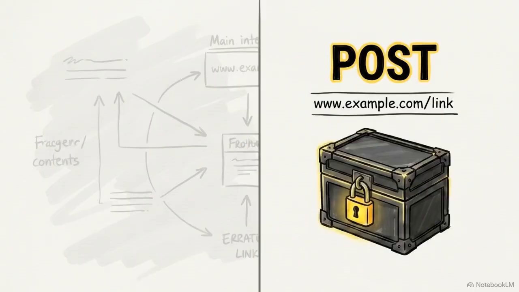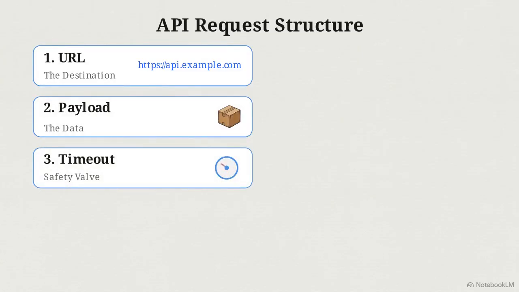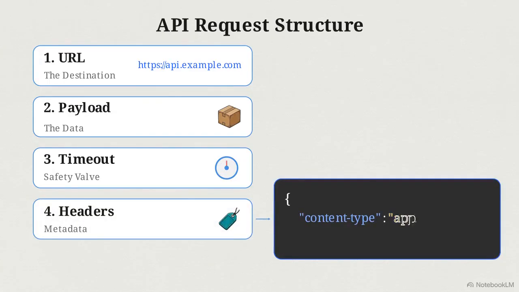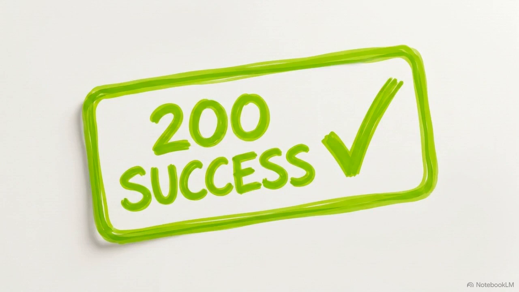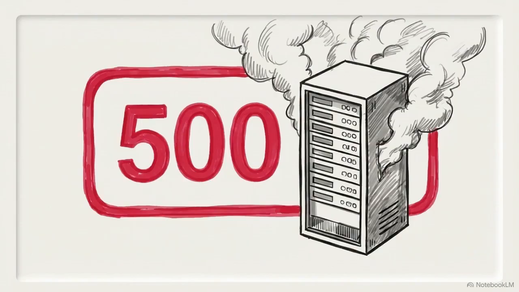This split-screen comparison reveals the mechanical difference. On the left, the GET request exposes its data openly in the URL. On the right, the POST request encapsulates your sensitive information inside a hidden JSON payload. A robust API call requires 4 specific structural components. You need the exact URL, the data payload, a timeout limit to prevent indefinite freezing, and the headers. Headers contain metadata, including the content type, which explicitly tells the receiving server to expect a JSON-formatted payload.